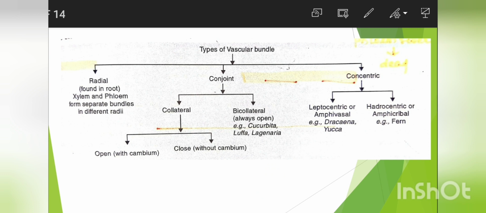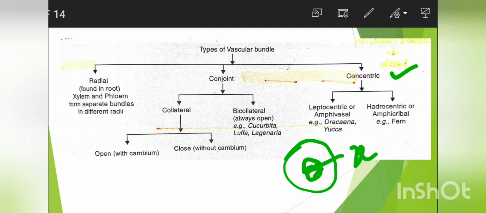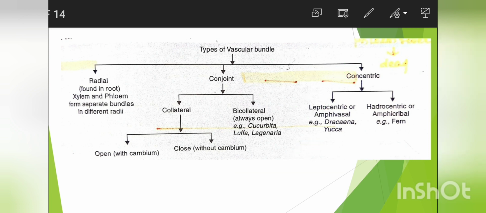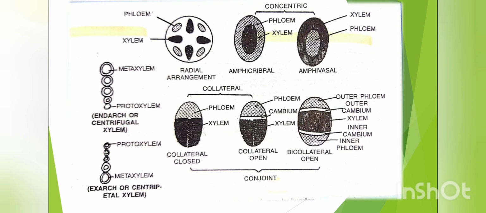Then concentric, where xylem is present inside the phloem layer. This type of arrangement is known as concentric type. When the xylem is present inside and phloem on the outside, it is called hadrocentric or amphicribal. When phloem is present inside and xylem present surrounding it, it is called leptocentric or amphivasal. So these are the types of vascular bundles found in the plants.